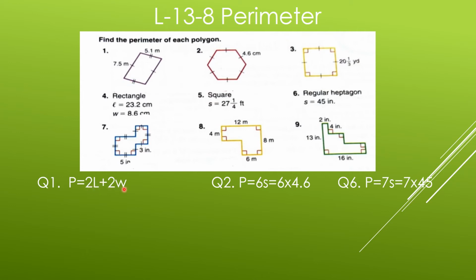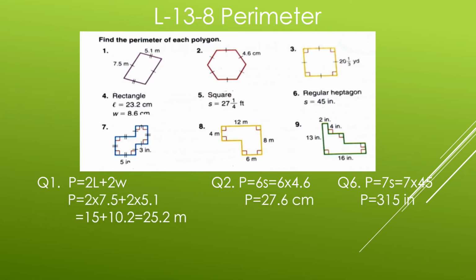2L and 2W. What is the L? 7.5. And what is the W here? 5.1. Then you can see in this one 2 into 7.5 plus 2 into 5.1. 15. What is the answer? It is 25.2 meter. In this case, these type of figure, all sides are equal, are called a regular polygon.